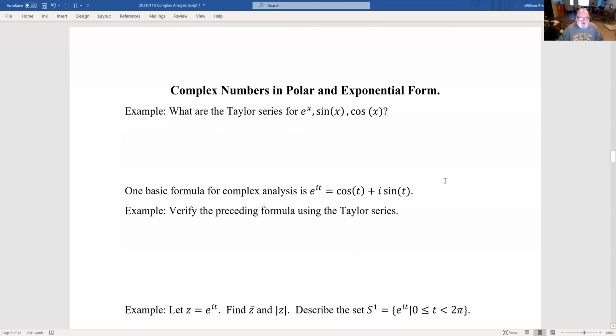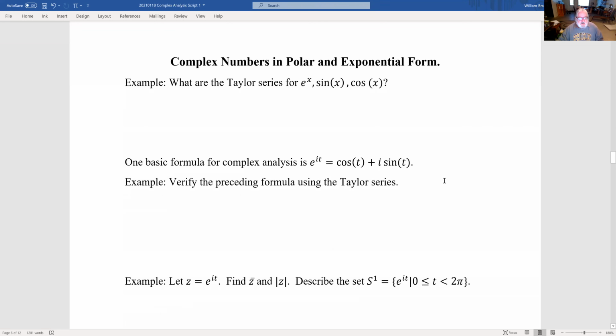Okay, so complex numbers in polar and exponential form. First off, we'll just talk about Taylor series a little bit. Remember that a Taylor series for e to the x is 1 plus x plus x squared over 2 factorial plus x cubed over 3 factorial, etc., etc., etc.